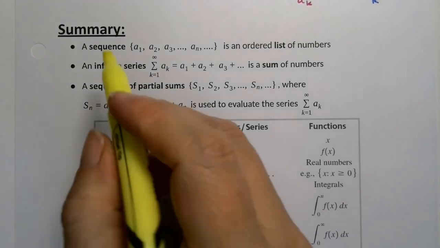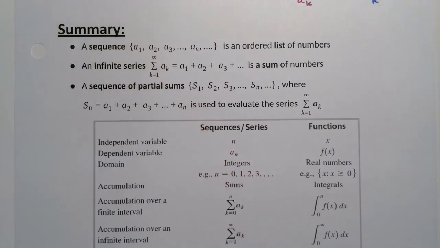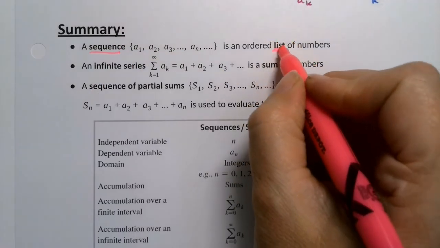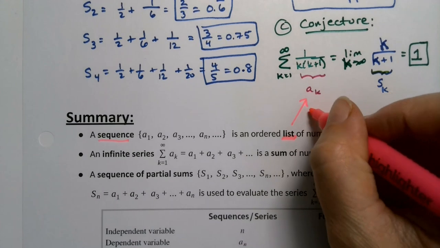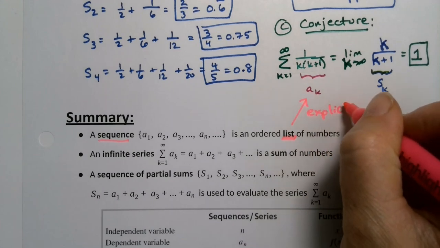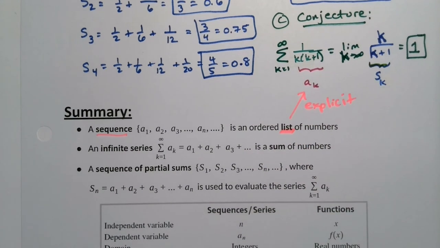So remember that the sequence is the list of numbers, right? So sequence is your list of numbers. You can define it explicitly right here. Right? That's an explicit relation. Or you can define it with recursive or recurrence relation, which is an implicit relationship. As you can kind of tell, explicit is going to be more useful for us in the long run. So that's what we have.